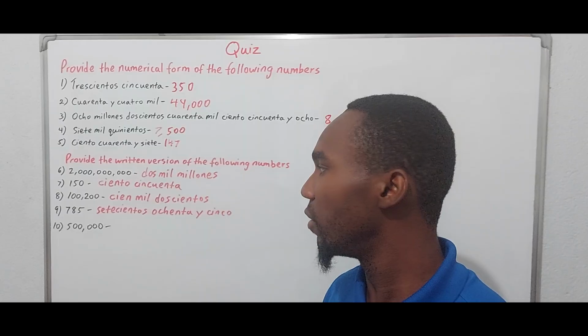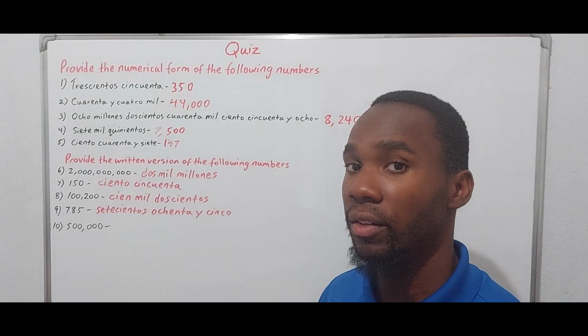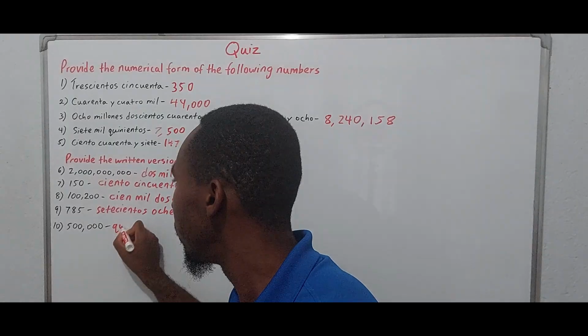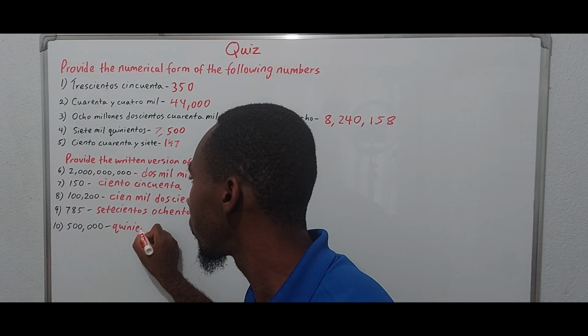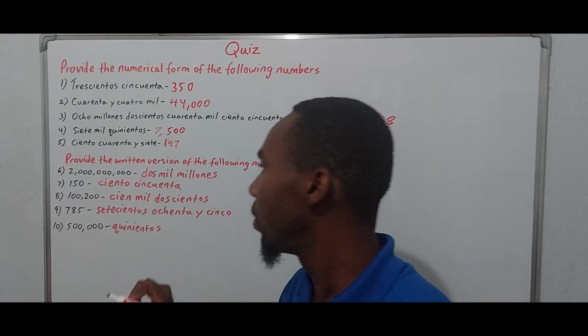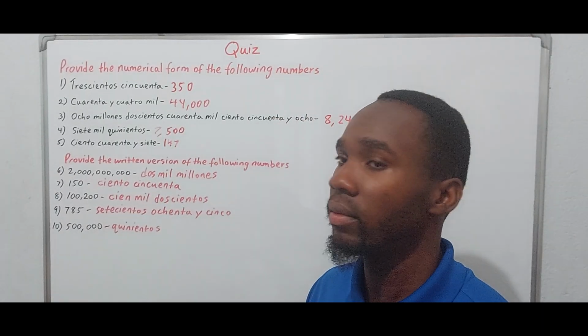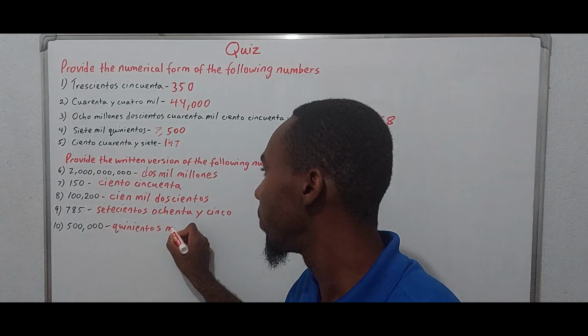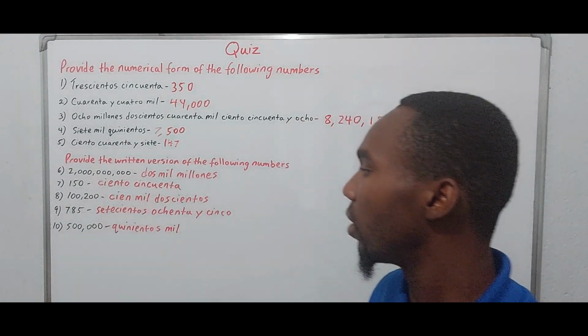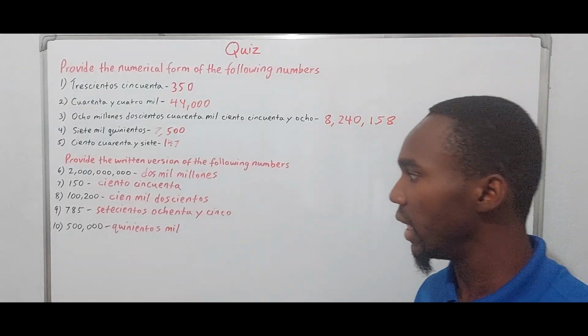And finally, 500,000. How do you say 500? Quinientos. And 1,000, mil. Quinientos mil, 500,000.